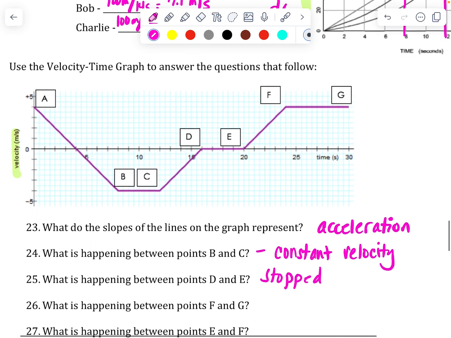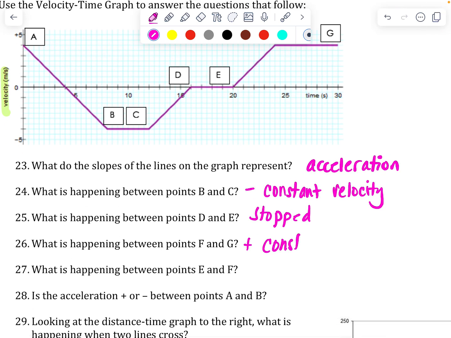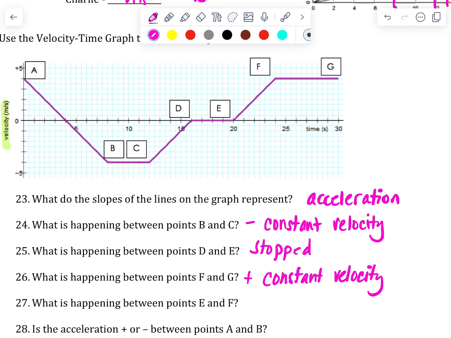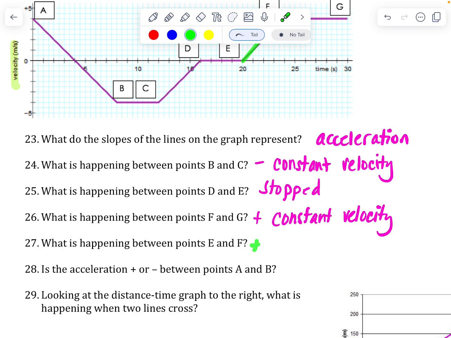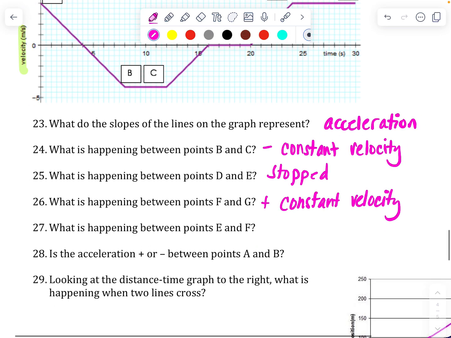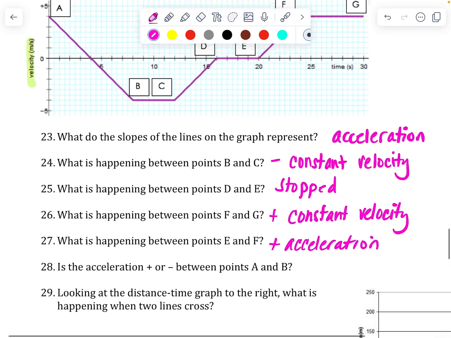What is happening between points F and G? That's going to be a positive constant velocity. So going at a constant speed, but in the positive direction. E and F. Okay, so E and F, we now, right here, have this slope line, which means it's accelerating. Going faster and faster.